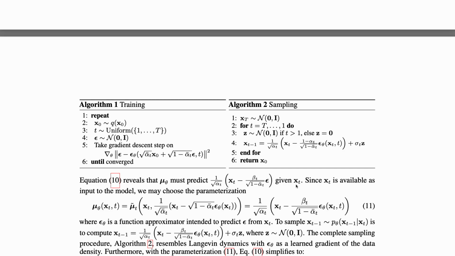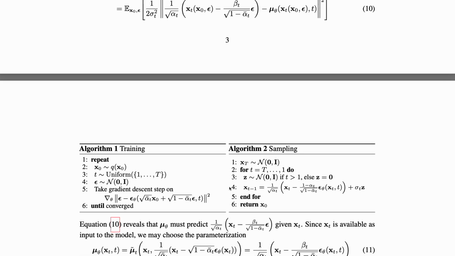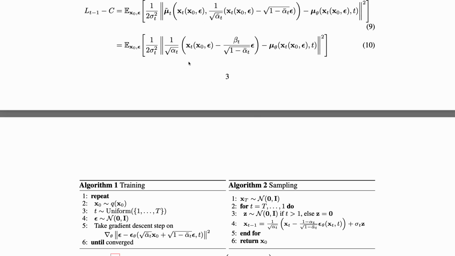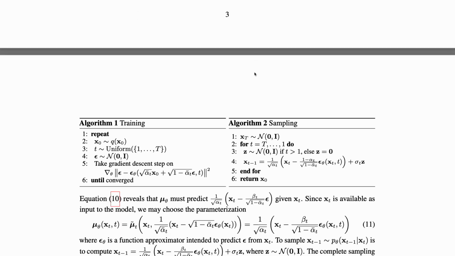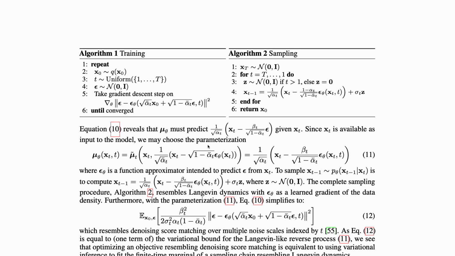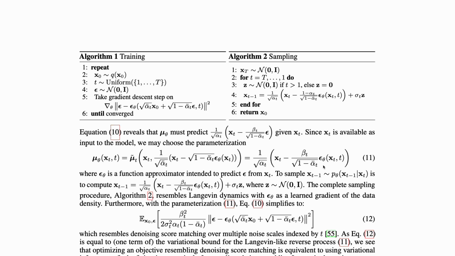For example, for a given point, xt is a noised version of the image, and we want to further denoise it to the next step. So given that, the model must predict something like this: 1 upon root of alpha t times xt minus beta t upon root of 1 minus alpha t times epsilon. Since xt is available, this is the parameterization.